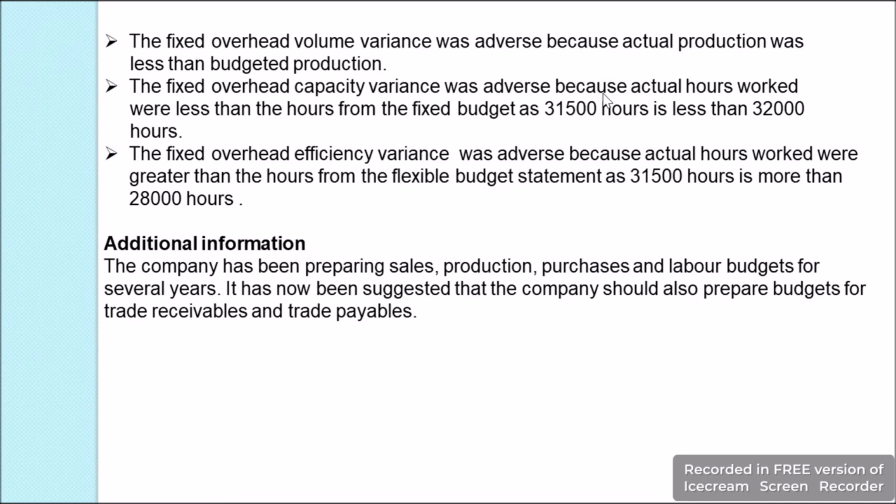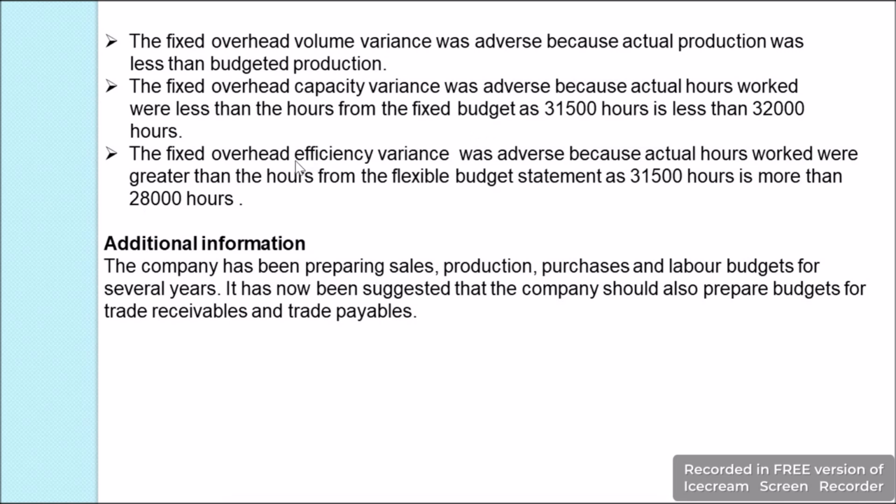Then we have the fixed overhead capacity variance, which is a sub-variance of fixed overhead volume variance, and this was also adverse. Why? Because the actual hours worked was less than the fixed budgeted labor hours. The actual labor hours was 31,500 hours, whereas the fixed budgeted hours was 32,000 hours, and this difference has led to an adverse fixed overhead capacity variance.